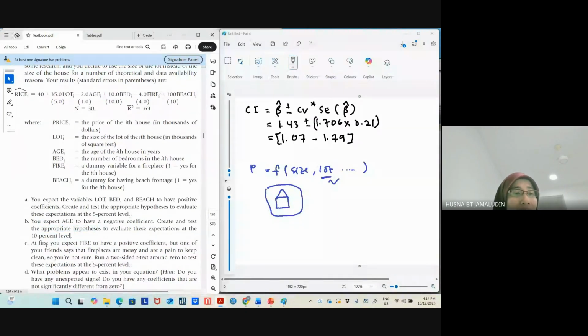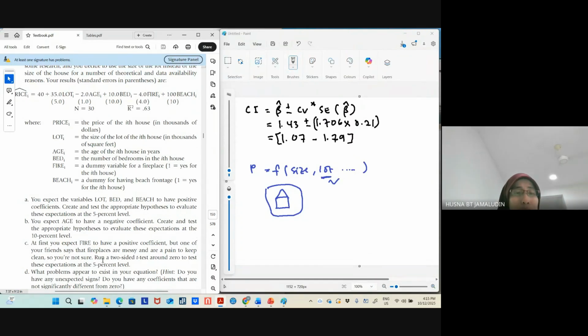At first, you expect the fire to have a positive coefficient. But one of your friends says the fireplaces are very messy and are a pain to keep clean. Because you have to put in the wood and then it will be messy and so hard to clean up. So now you are not sure. Is the sign positive or negative now? When it gives you hassle, it will give you what we call negative externality. So is this positive or negative now?